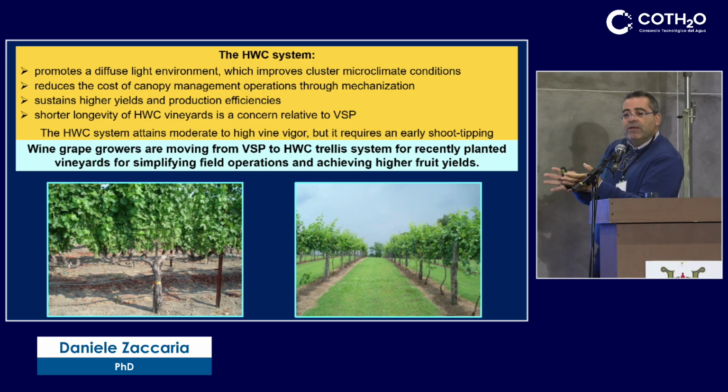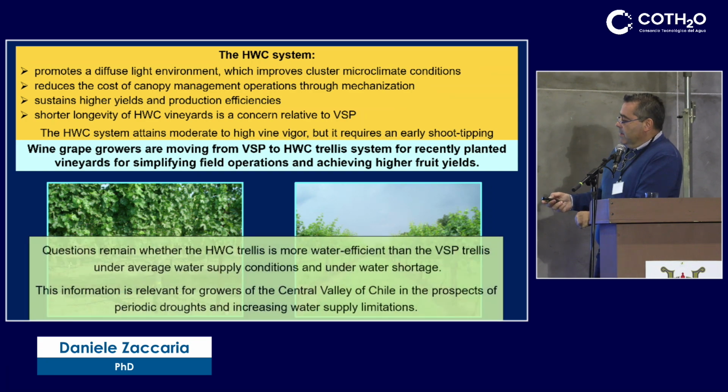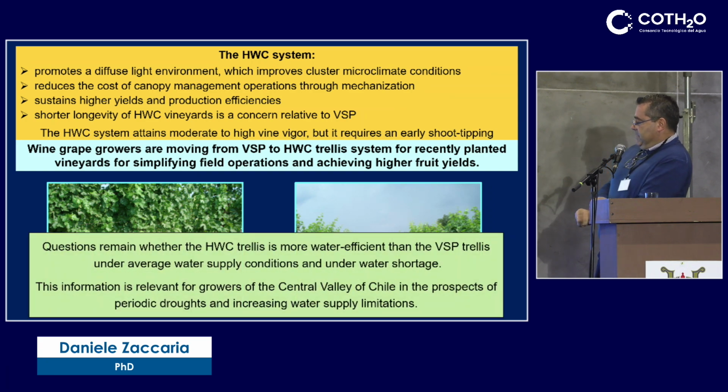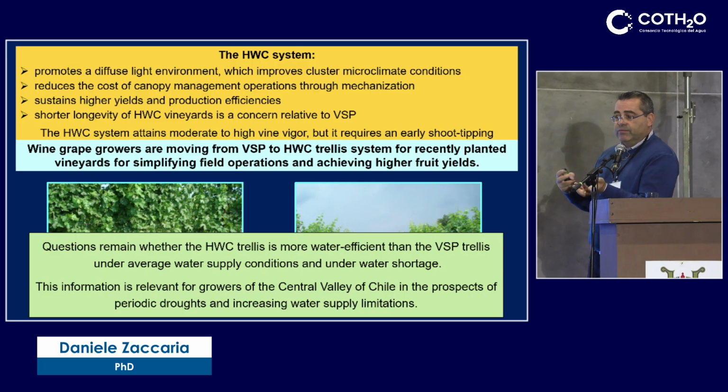So the main driver is labor: the shortage of labor, the shortage of specialized labor, but also the possibility to mechanize and obtain higher fruit yield. All right, so let's see here. The question remains, which one is more convenient water-wise, from the water use point of view and from the water productivity point of view, all right?